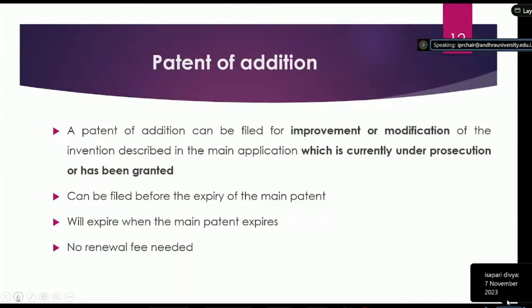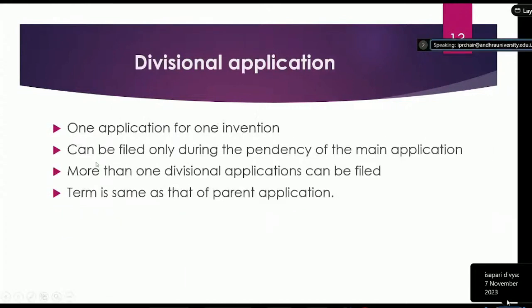So maybe your patent was granted after 10 years of filing, and you still have 10 years left for your term, but you found some improvement after 8 years. So you have basically 2 years left, but you still can file your patent of addition. Your patent of addition, if granted, will be alive for the next 2 years till the main patent expires. And there is no renewal fee involved. Hope that is clear.